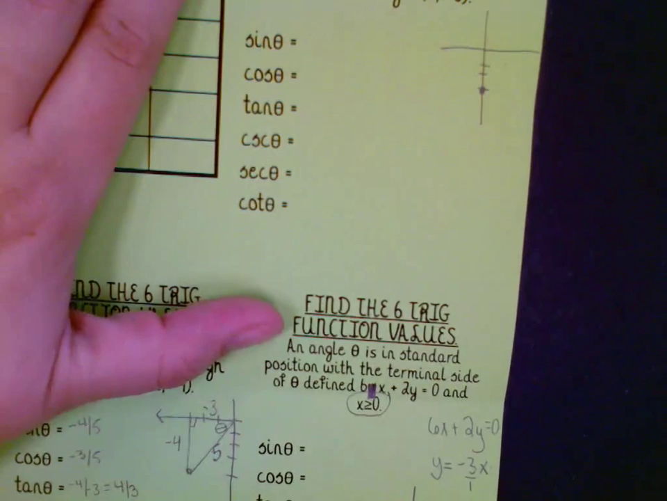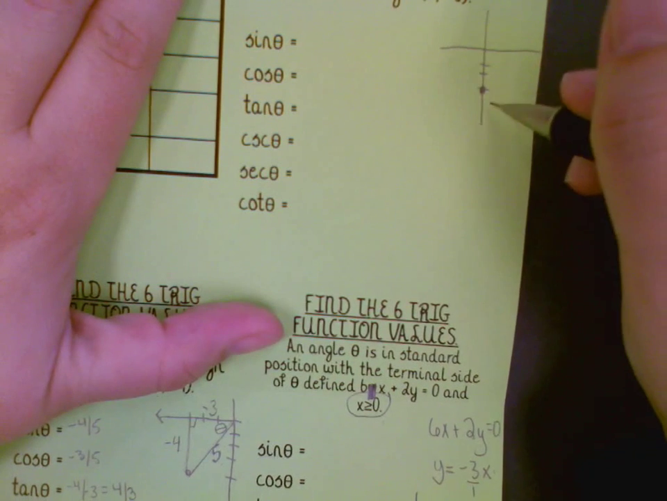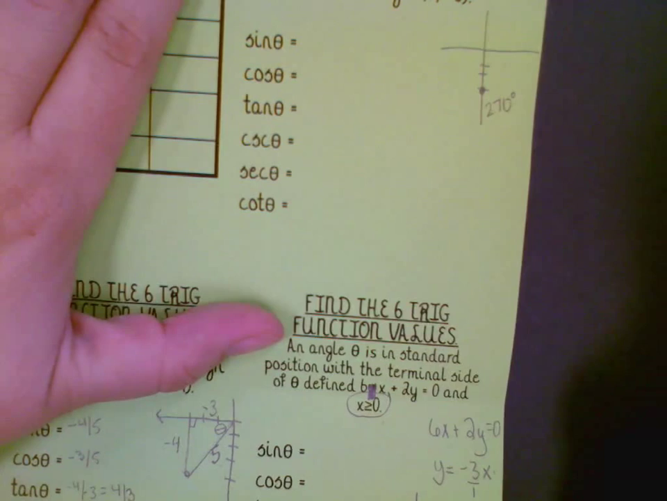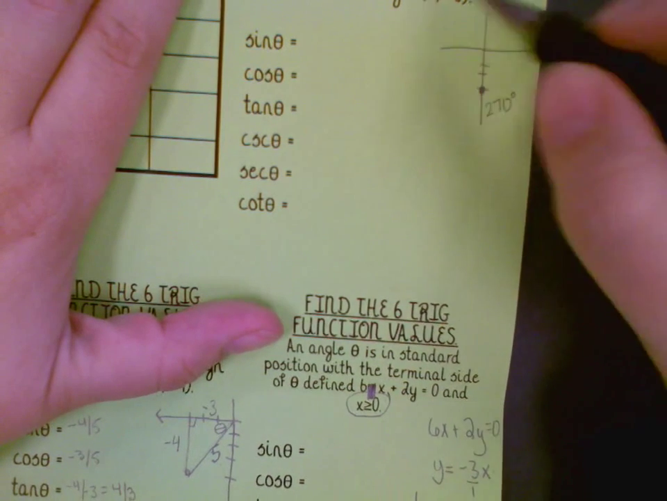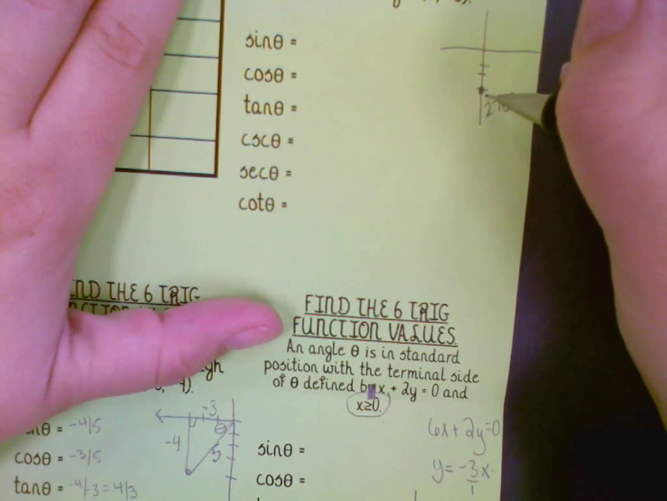Do you remember what that was called? We reviewed that last class. If we're on an axis? Very good. It's a quadrantal angle. What's the angle measure there? Good. So that would be 270 degrees. So we're trying to find the sine, cosine, tangent, and all those of 270 degrees.